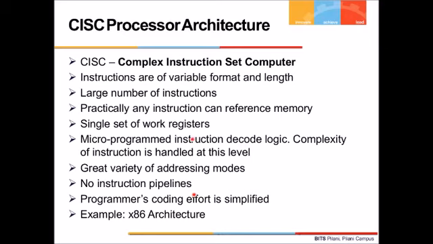So why all these things? Basically, it is to reduce the coding effort of programmers. The programmer does not have to write more code. What that means nowadays is the compiler is simpler for this architecture, because there are so many instructions. You can directly map the high level language to the low level language easily. The example is the x86 architecture, that is the Intel processor architecture. They are all CISC architecture.